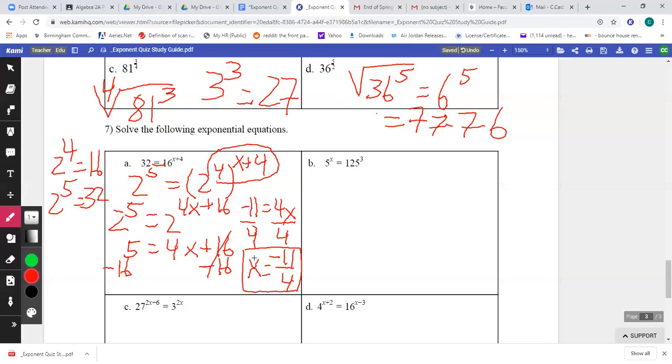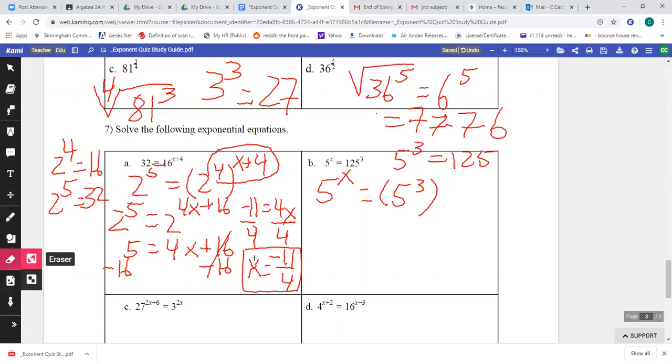Okay, letter B. I want to show you a common mistake that some people made on the homework for this assignment. A lot of people realize that 125 is 5 to the 3rd. So I rewrite 125 as 5 to the 3rd, but since this already had an exponent of 3, I still have to put a 3 here.